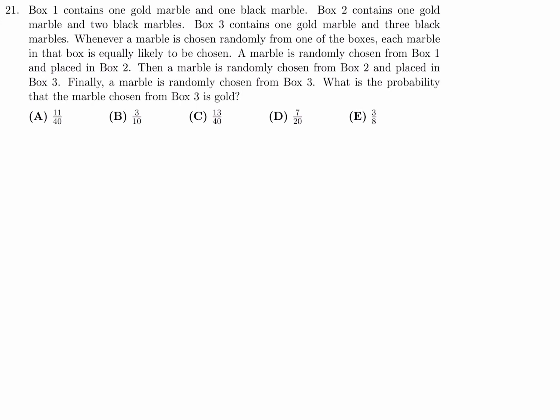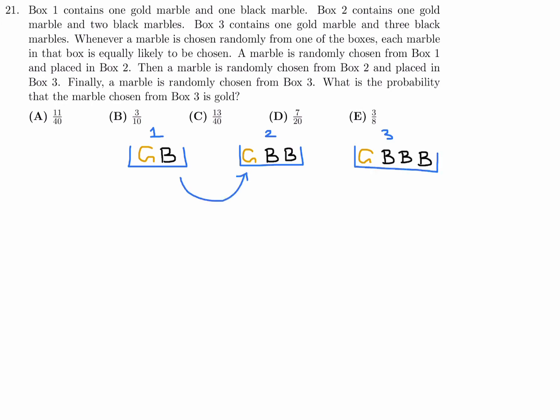All right, so we have a few scenarios. We have gold, gold, black, black, gold, black, black, black. Now we just have to look at the different scenarios. We have to choose from box 1. This is box 1, box 2, and box 3. We can put them in little boxes if you'd like. And we've got to choose 1 from box 1, put it in box 2, choose something from box 2, put it in box 3, and then finally choose 1 from box 3. And our goal is to ensure that box 3 produces a gold.